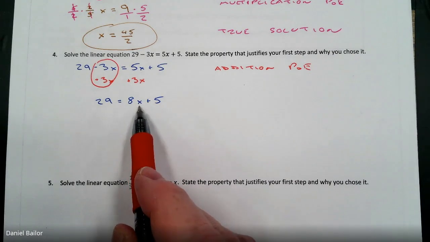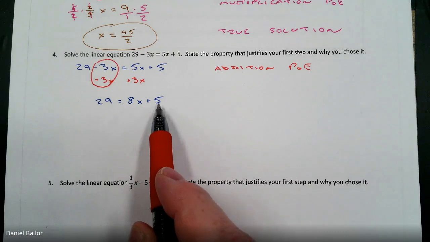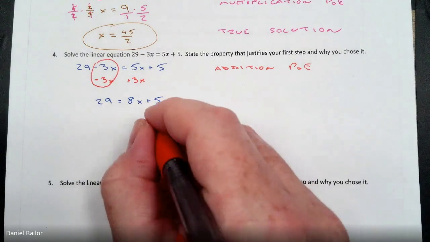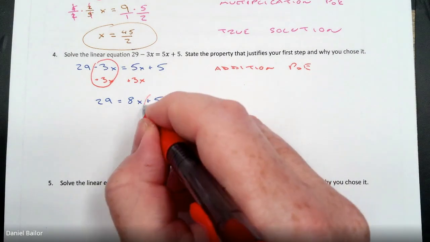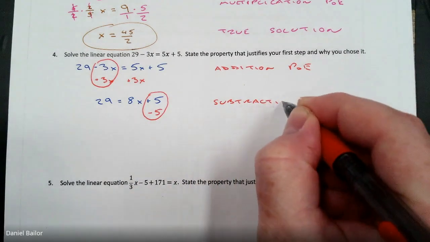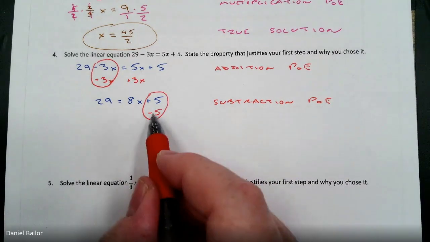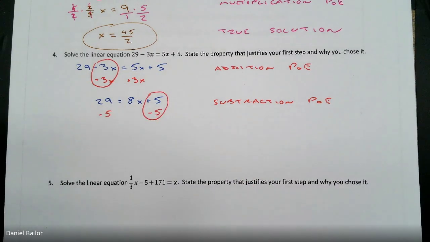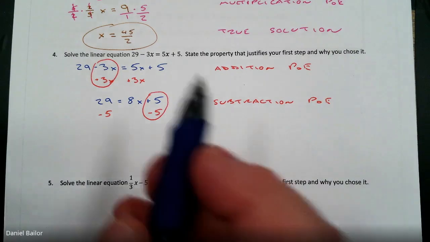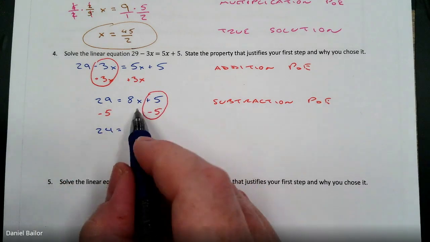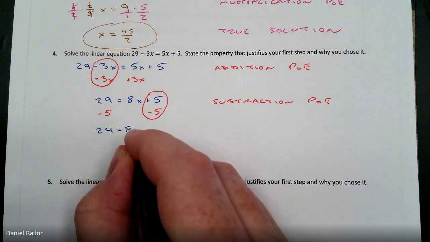Now it's better, but I want x all by itself. So how do I get rid of the 8 and the 5? I start with the 5, because remember, I always start with the term that is not the x term. I do the x term last. How do I get rid of the plus 5? I just do minus 5, because plus 5 minus 5 makes 0, but I have to follow the subtraction property of equality, because if I do minus 5 on this side, to stay equal, I have to do minus 5 on that side also. I need it to stay equal, so I follow the property and change both sides the same. 29 minus 5 is 24, and then I have 8x, and this turns into 0, so I just get 8x.